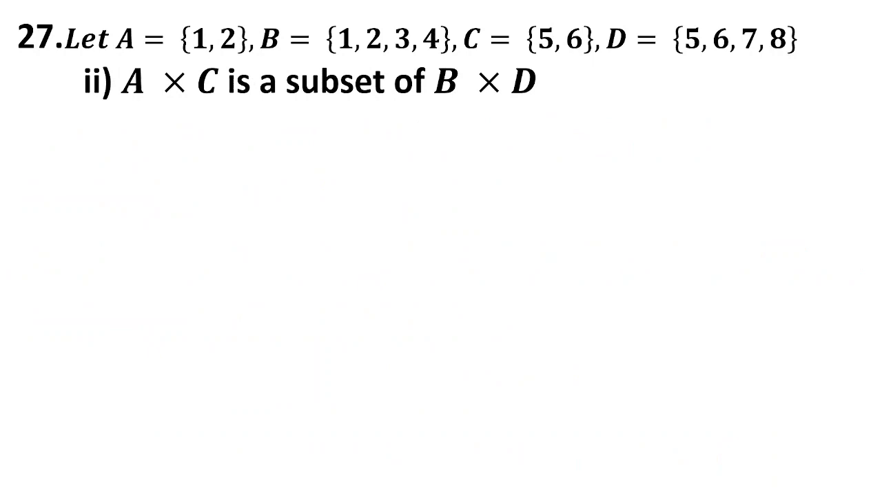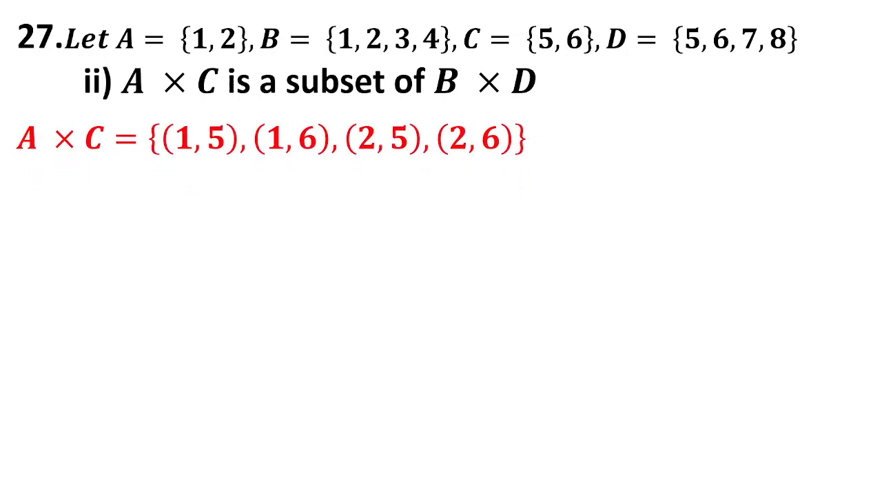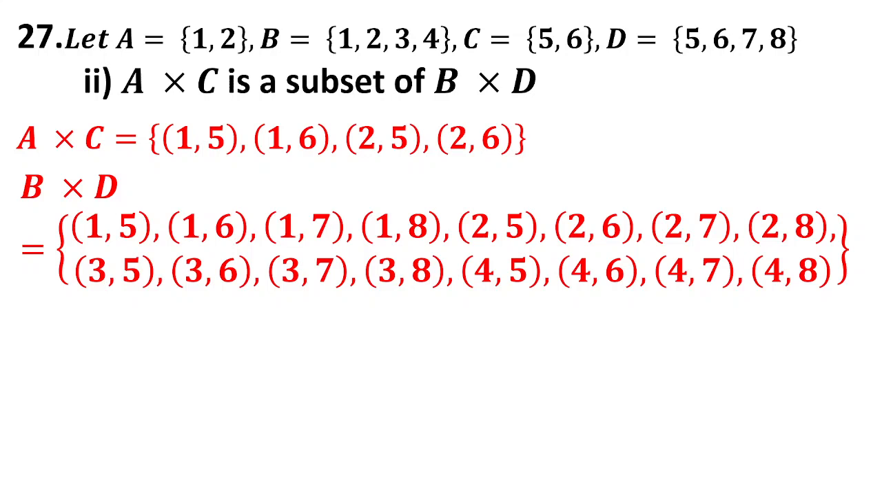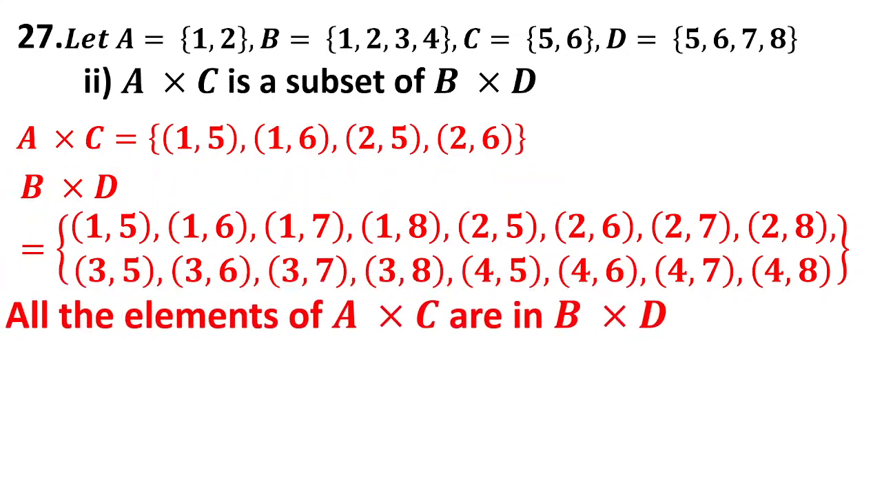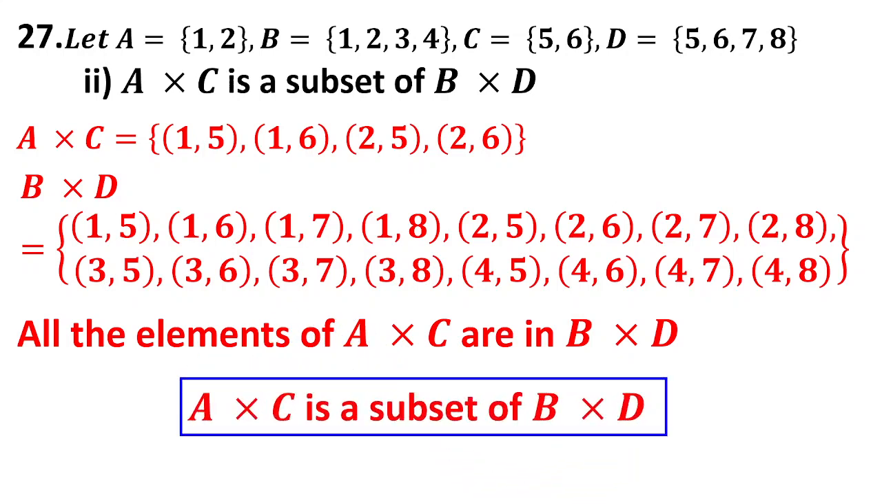Let us go to the second result. We have to check whether A cross C is a subset of B cross D. Let us find A cross C, making use of the elements of A and the elements of C. Then B cross D by making use of the elements of B and elements of D. And we are checking here the elements of A cross C also are there in B cross D. Therefore, A cross C is a proper subset of B cross D.